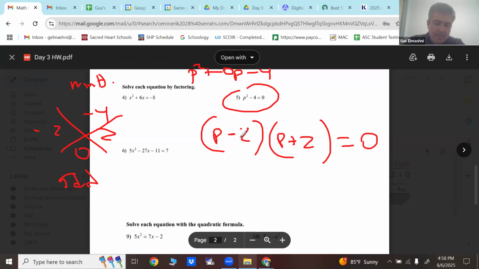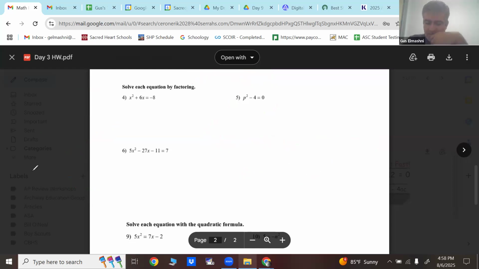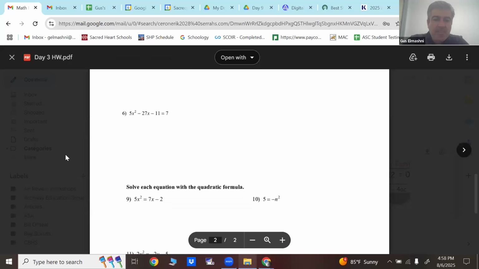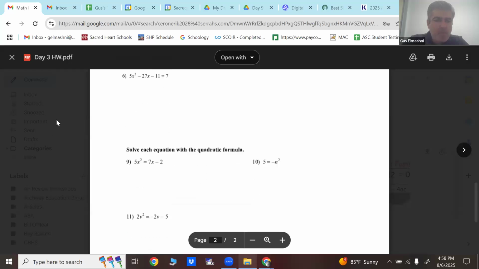Oh, give me a sec here. Sorry. Okay, then. So p equals 2, -2. Let's try this one here. This one's a little more complicated.